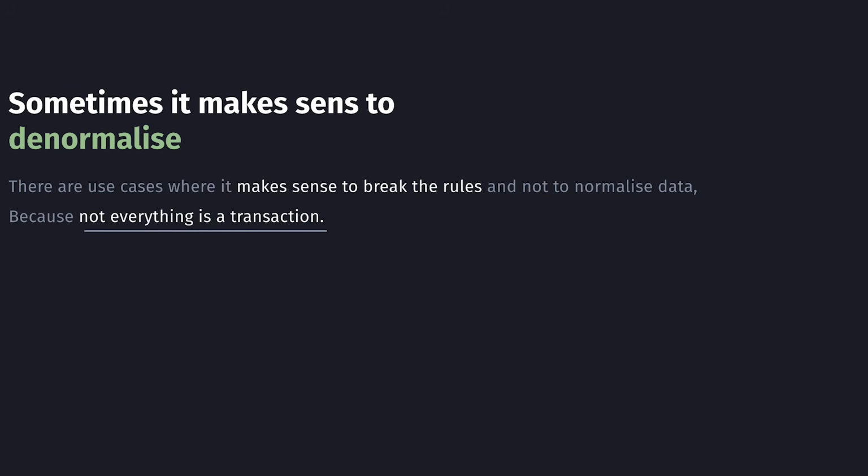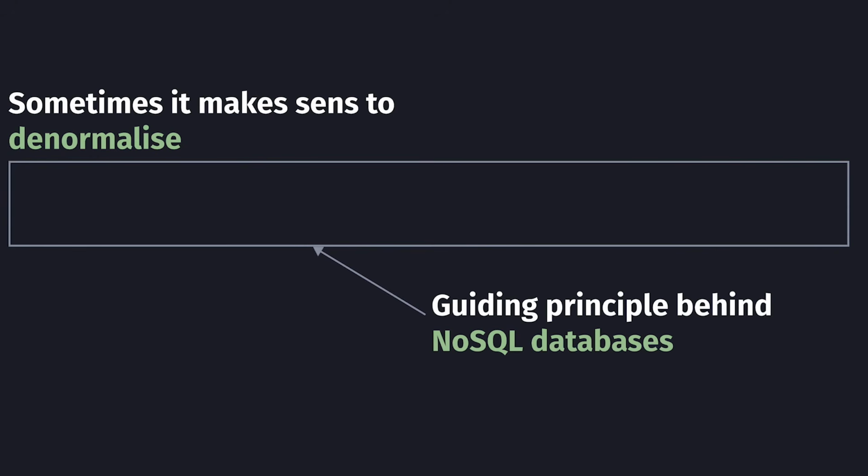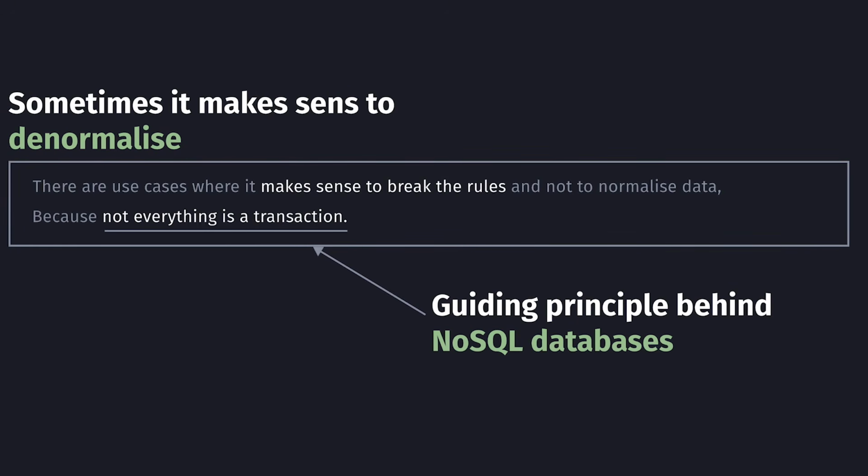And that's the guiding principle behind NoSQL databases, the selective breaking of rules, be it normalization or ACID rules, which I've explained here. And that's probably the best way to understand the difference between NoSQL and SQL databases, which we can explore together in this video. I'll see you there.